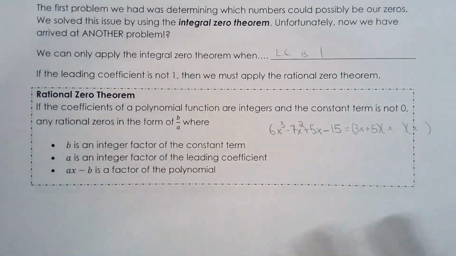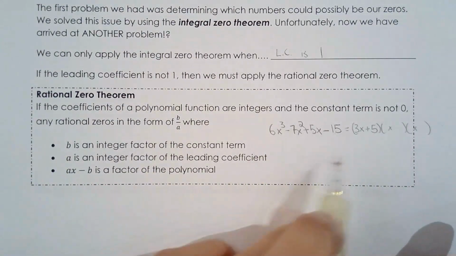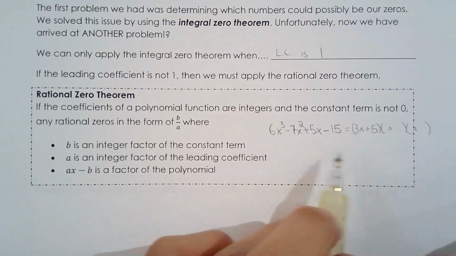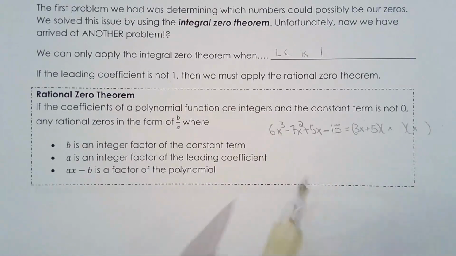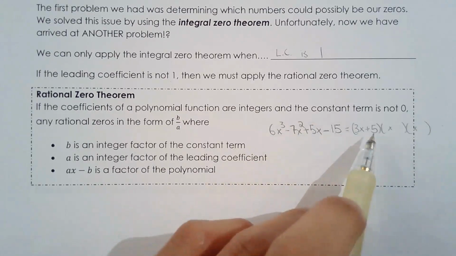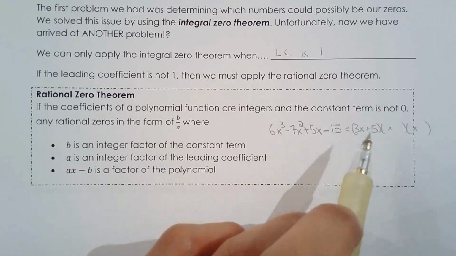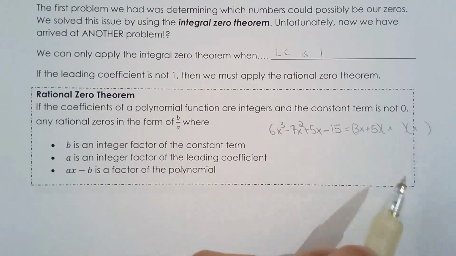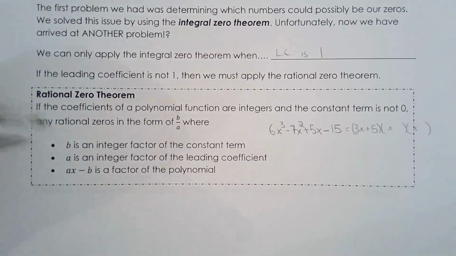So take your time, digest that, but it really helps if you give yourself some numbers to work with, and then create some sample factors. By the way, this is not factorable. 3x plus 5 is not a factor. I'm just saying it may be a factor, and that's all this is saying. These are all possible zeros.